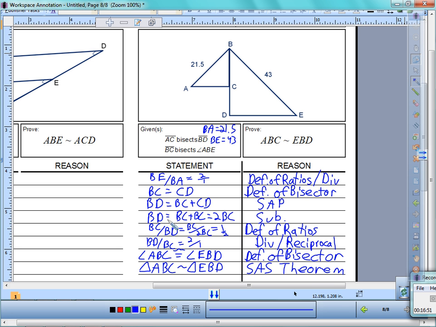Just one of those things to think about when you're setting up these proofs. If you can set it up this way, a lot of times it will make your life a little bit easier. Okay, there you go.